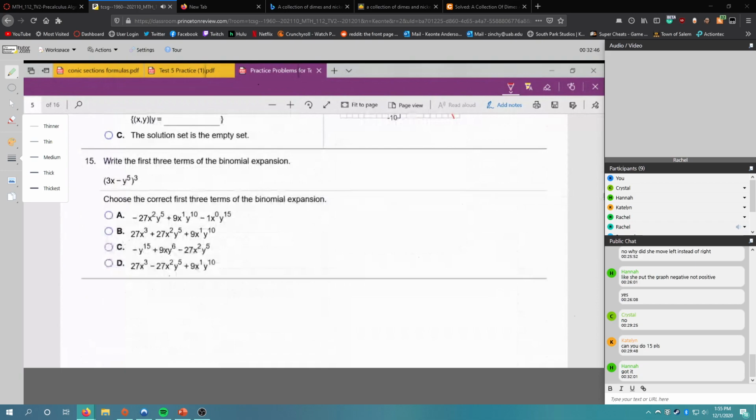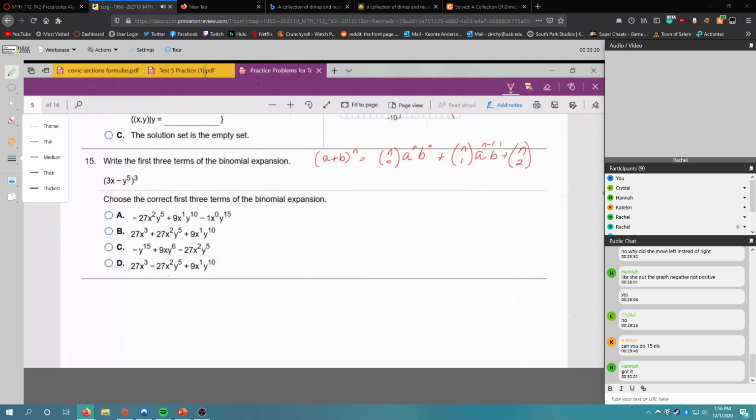Another binomial expansion. Remember, you have (a plus b) to the n. So that's going to be n choose 0, a to the n, b to the 0. I'm going to go ahead and write it all the way out to 3 this time. So a to the n minus 1, b to the 1.